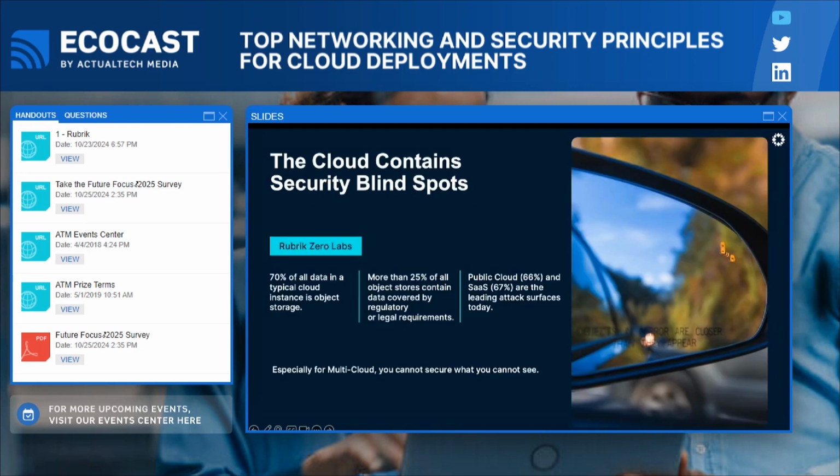Moving to the cloud also brings with it some security blind spots, especially if you think about using existing security tools and lifting and shifting them into the cloud together with your workloads. There are certain things those tools aren't prepared for. Our latest Rubrik Zero Labs report pointed out that 70% of all data in a typical cloud instance is actually object storage. That's vastly different from on-prem environments, where it will be mostly file and block based storage.